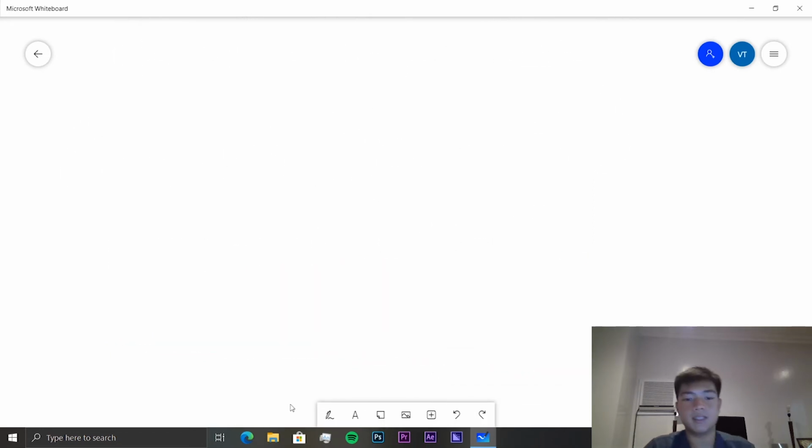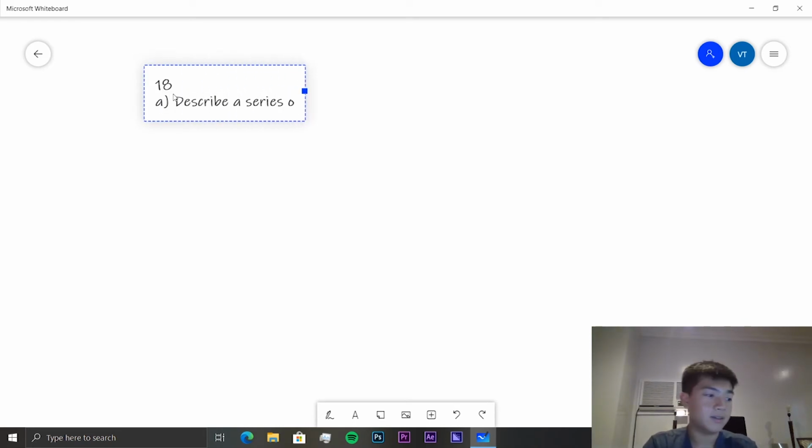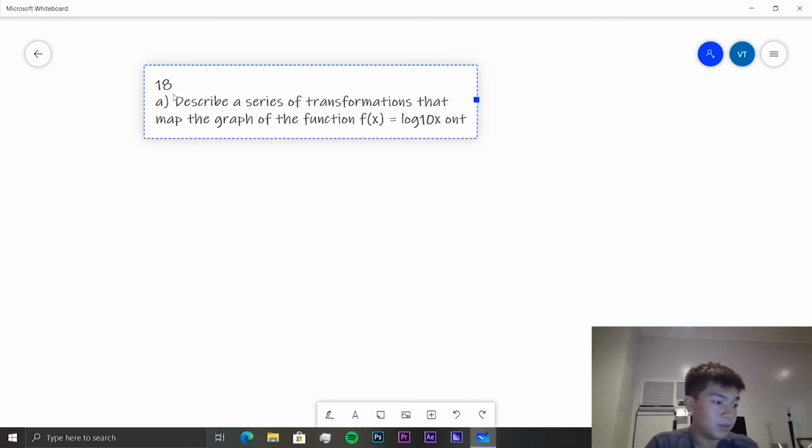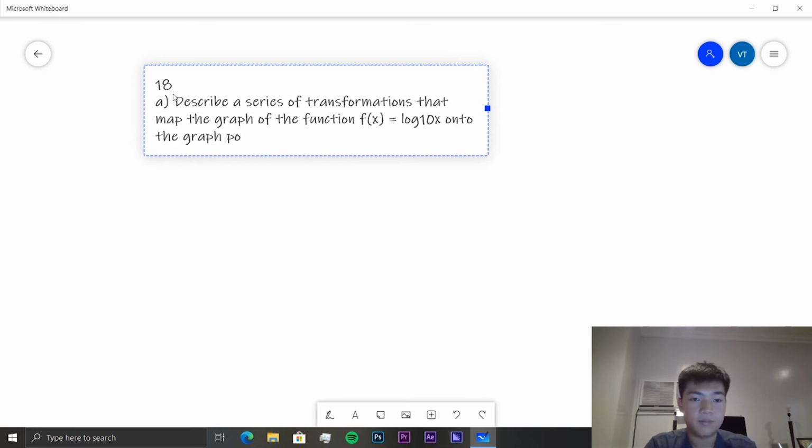Okay, on to the next one. Describe a series, oh no, describe 18. Describe a series of transformations that map the graph of the function f of x is equal to log base 10 of x onto the graph of y is equal to log base 10 of (2x plus 100) cubed.